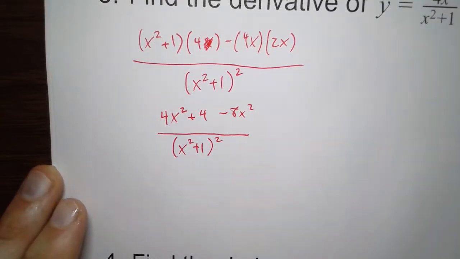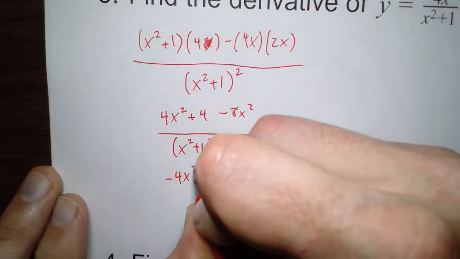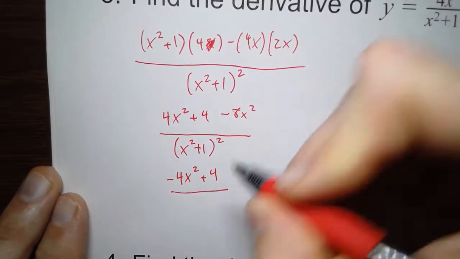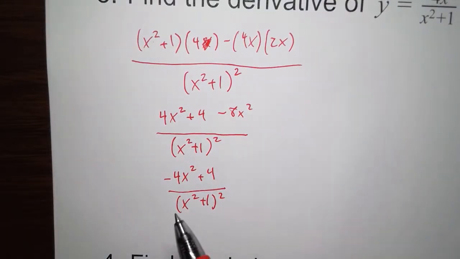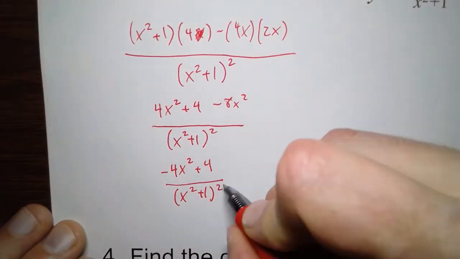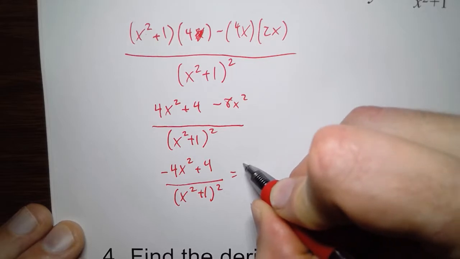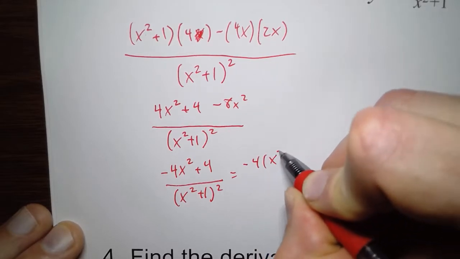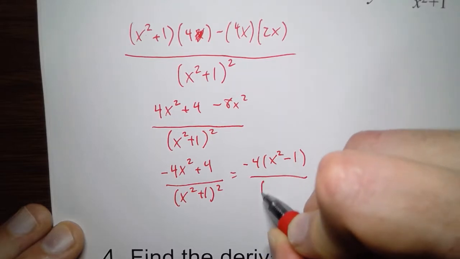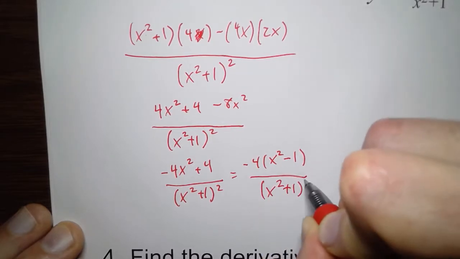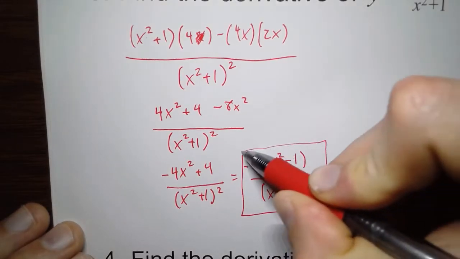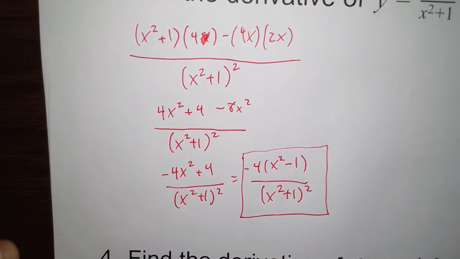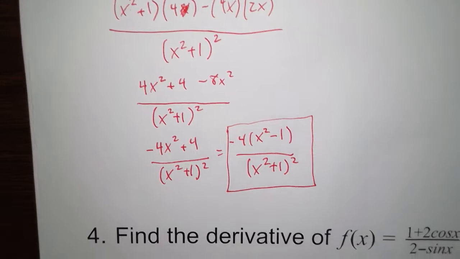Now we can combine the x squareds, so we have negative 4x squared plus 4 all over x squared plus 1 squared. Now if you notice, we can factor out a negative 4 from the numerator. But unfortunately, it's not going to allow us to simplify anything, because if we take out a negative 4, we're left with x squared minus 1, whereas in the denominator, we have x squared plus 1. So these quantities, because they're not the same, won't cancel. So we're left with that as our derivative. So on to the next one.